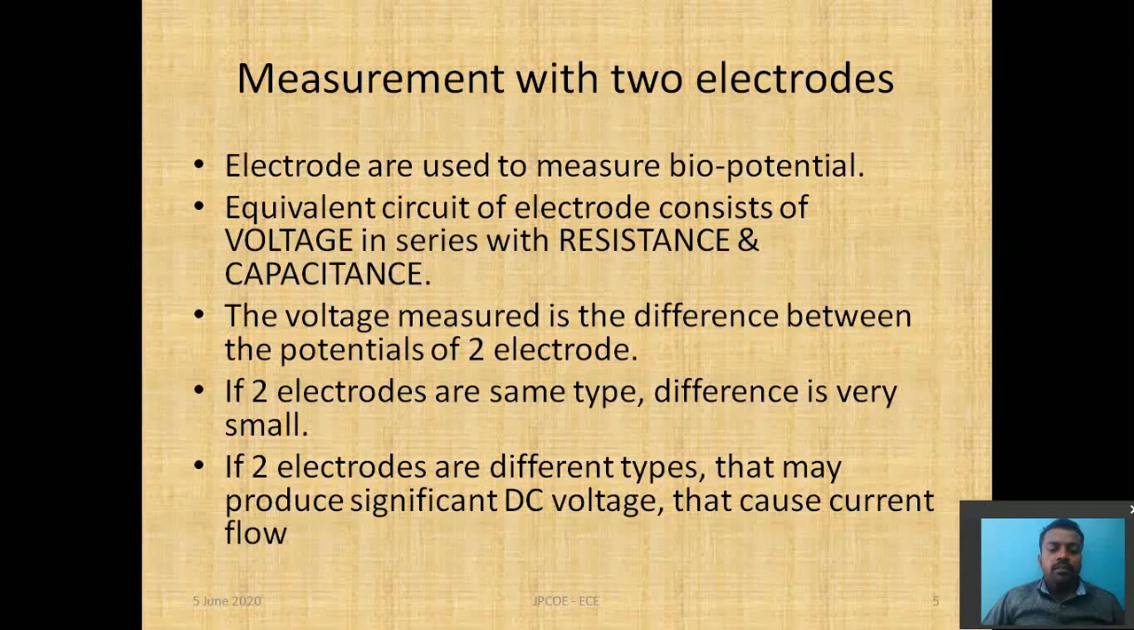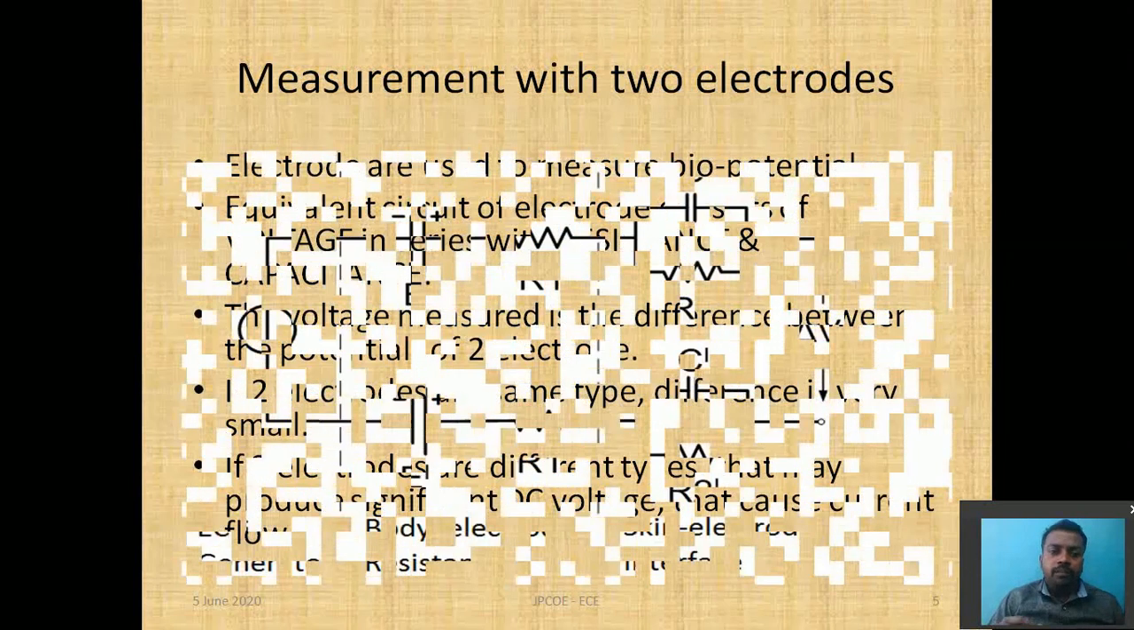If the two electrodes are of different types, they may produce some DC voltage that causes current flow. So the electrodes must be the same type; then only we can measure the correct biopotential.